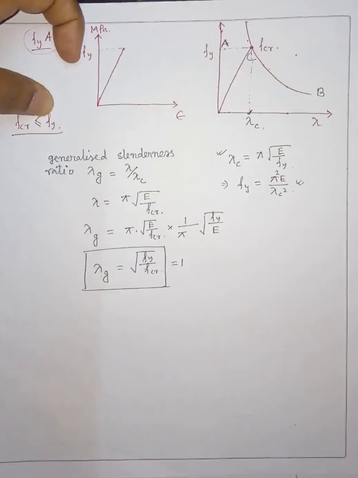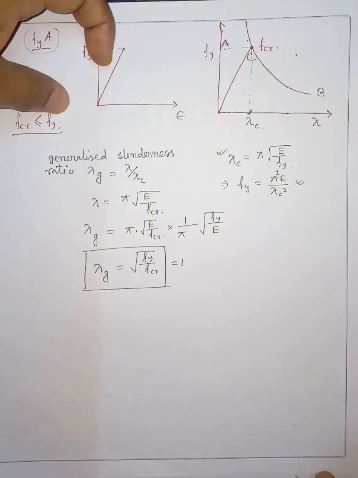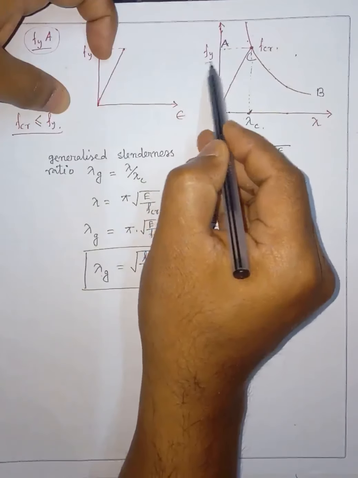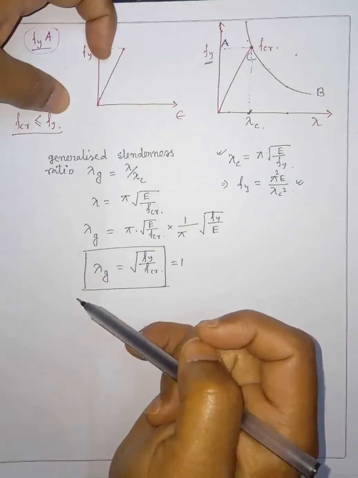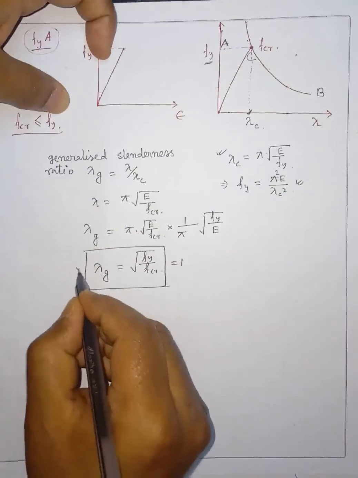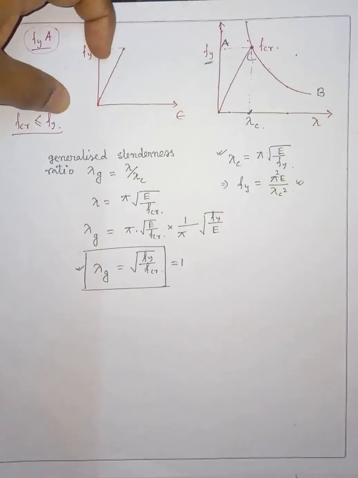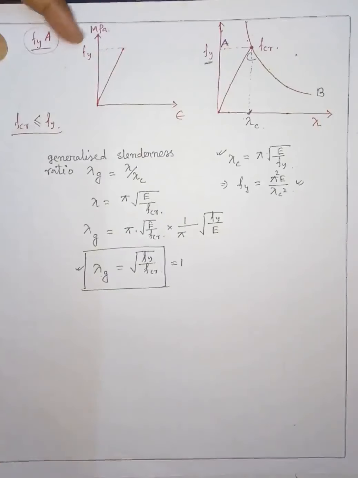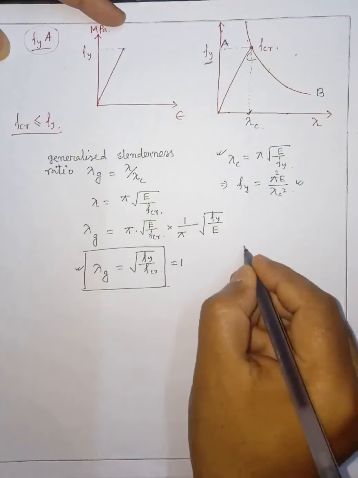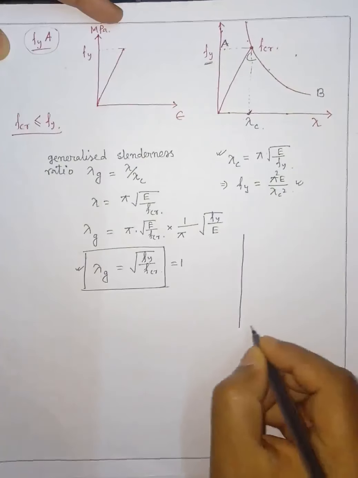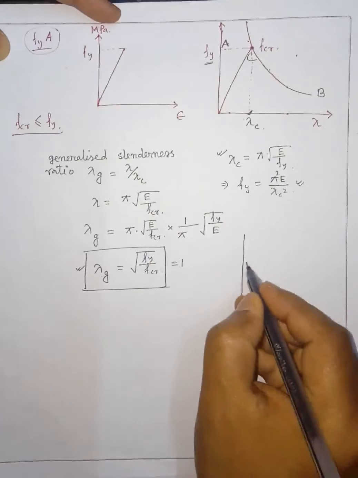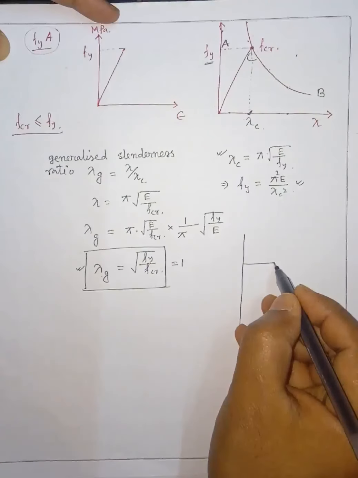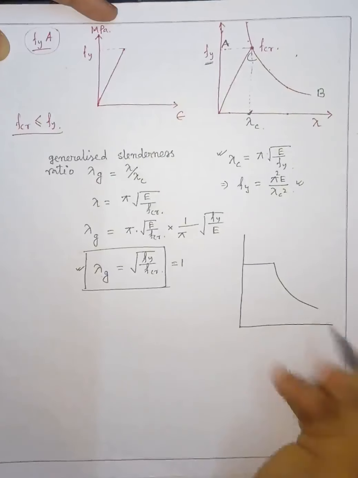After that we have to draw a curve between the stress or load carrying capacity, the stress carrying capacity, and this lambda g. So what would this curve look like? It will look like this. This stress is the yield stress, and this curve is the elastic buckling curve.